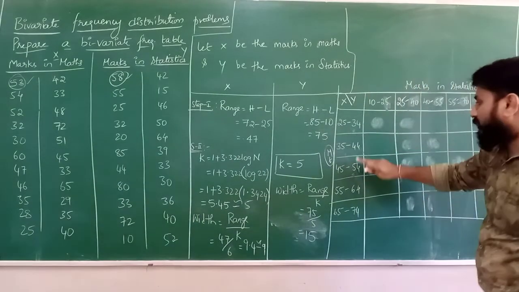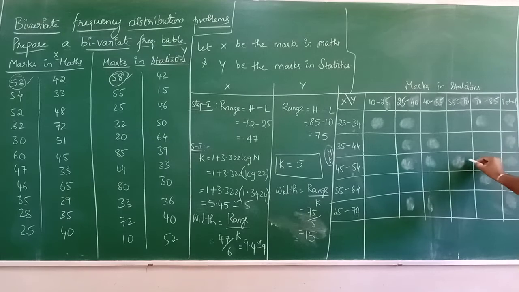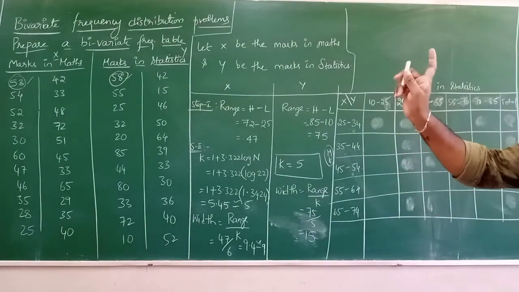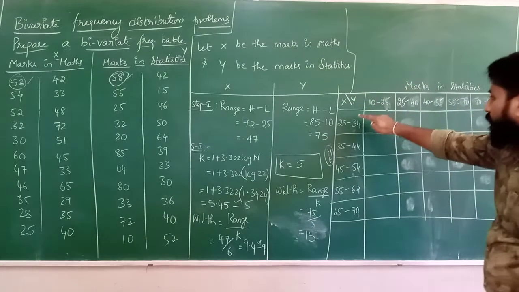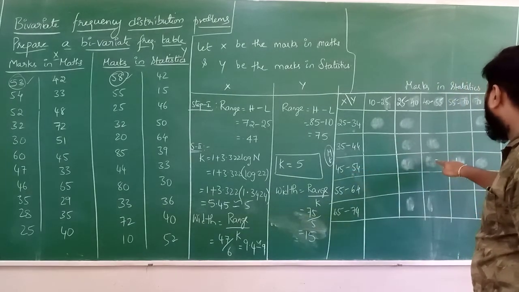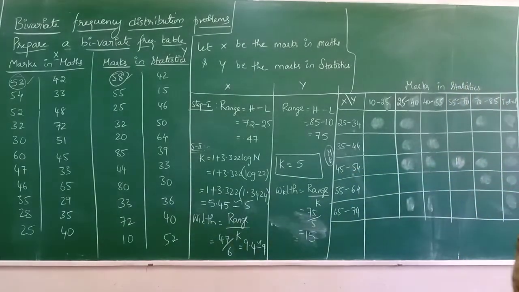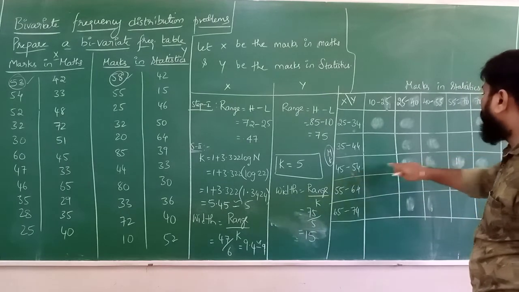Check here 53 where it lies, and then 58 here. So here one tally. Next, second mark in maths 54 and second mark in stats 55. 54 here and 55 here. Tally number 2. Next, 52, 25. 52 here and 25 here.